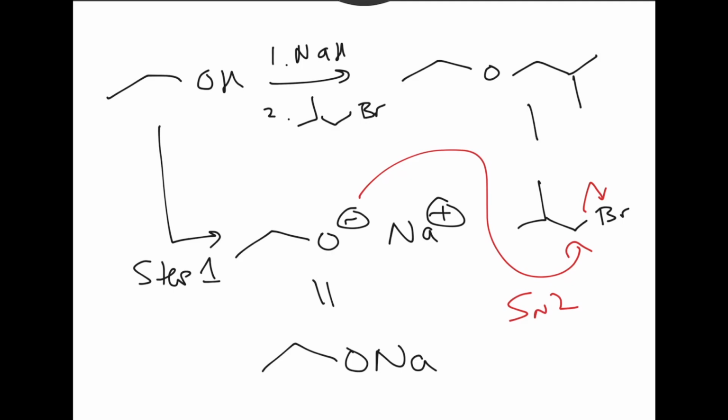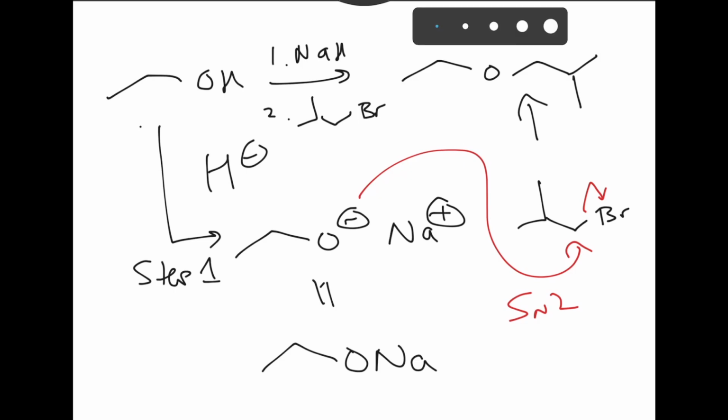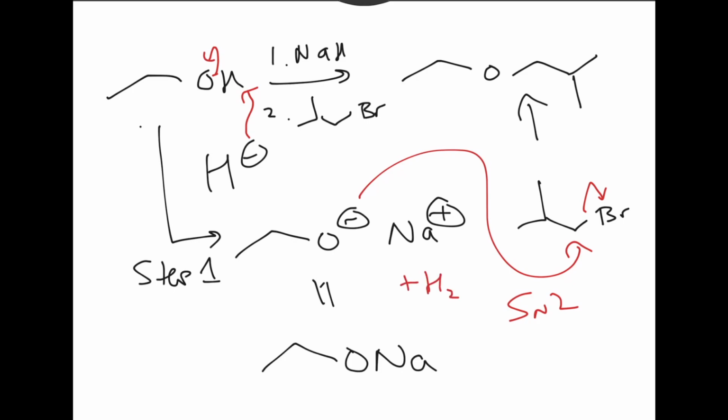I was asked to explain what happens in step 1, how that deprotonation occurs. From here to here, what happened? Right, so you have NaH, which is H minus Na plus. The H minus grabs the hydrogen and pushes electrons onto the oxygen. So the byproduct here is you make H2 gas.